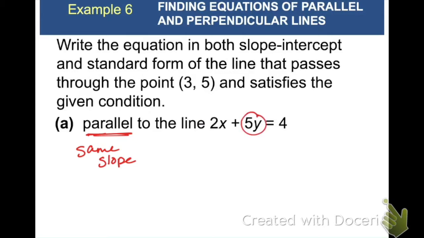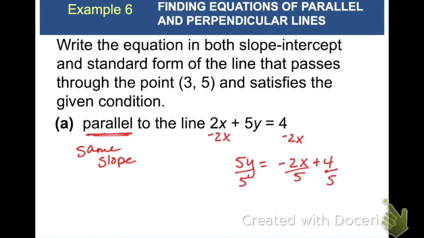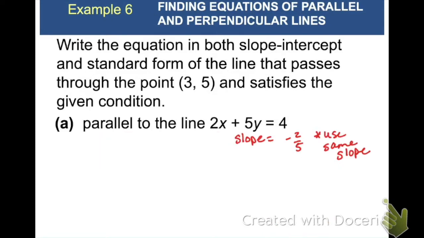So if I get y by itself, I want to keep that 5y there. I want to move that 2x, so I'm going to subtract 2x to the other side. Now I need to divide everything by 5. So once I get it in the form y equals mx plus b, I can tell that my slope is negative 2/5. So I did all of that just to find my slope. So now I'm going to write an equation. Now that I know my slope is negative 2/5, and my point that they give me is 3/5.